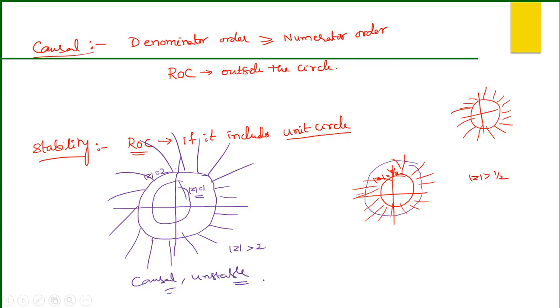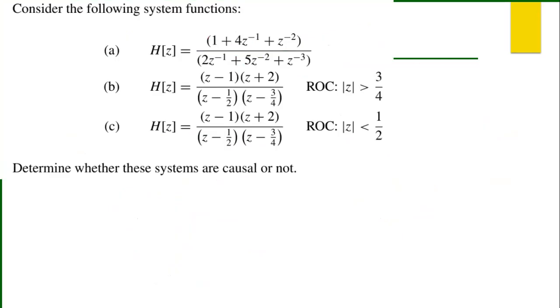So to find the causality and stability, it is better to go for ROC calculation. If they give the transfer function, usually you can identify the denominator order and numerator order. From that you can calculate the causality and stability. Now the first one. In this question, they are only asking you to calculate whether the system is causal or not.